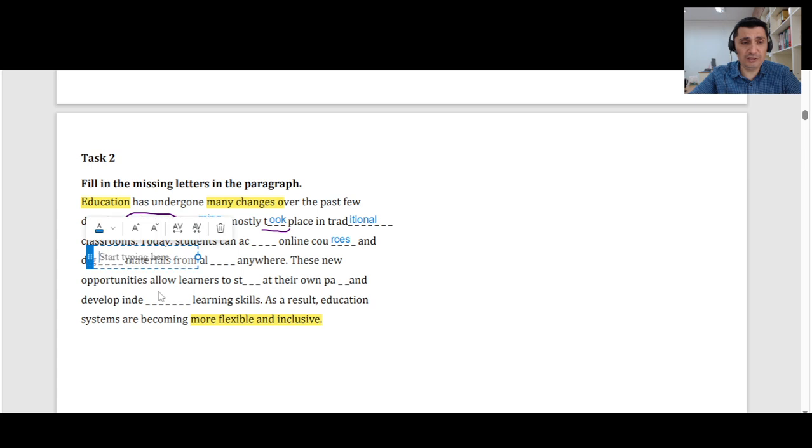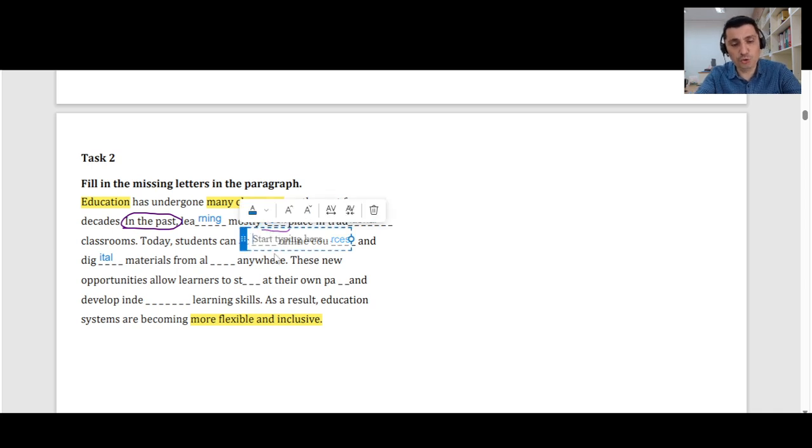What type of materials can we talk about? Digital materials, right? Digital materials. So what can you do with online courses and digital materials? What can students do with online courses and digital materials? They can actually access online courses and digital materials, right? So access is the correct answer here.